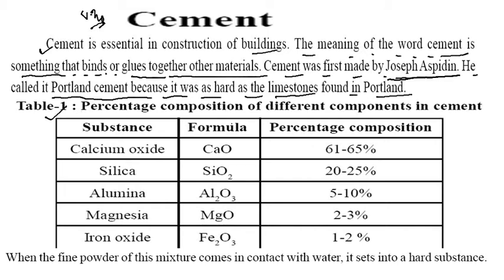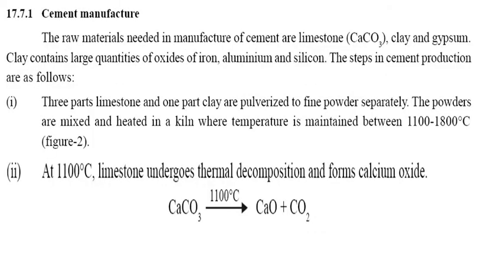It is not a compound, it is a mixture with this type of composition. Substance, formula and percentage: you have to remember this. Calcium oxide is 61 to 65%, silica, that is SiO2, is 20 to 25%, alumina is 5 to 10%, magnesia, that is MgO, is 2 to 3%, and iron oxide is the remaining 1 to 2%. When the fine powder mixture comes in contact with water, it sets into a hard substance. Let us see the next one.